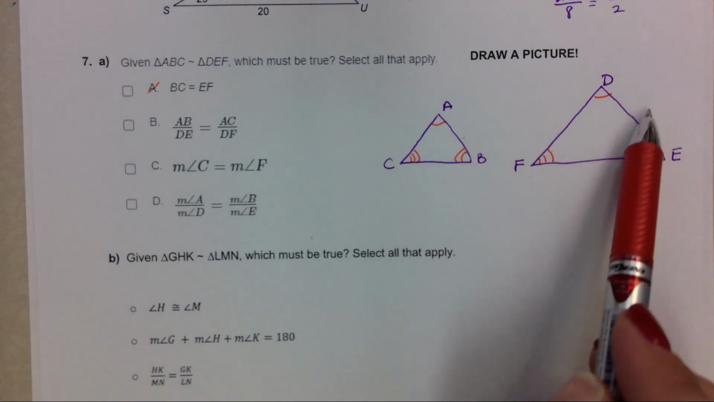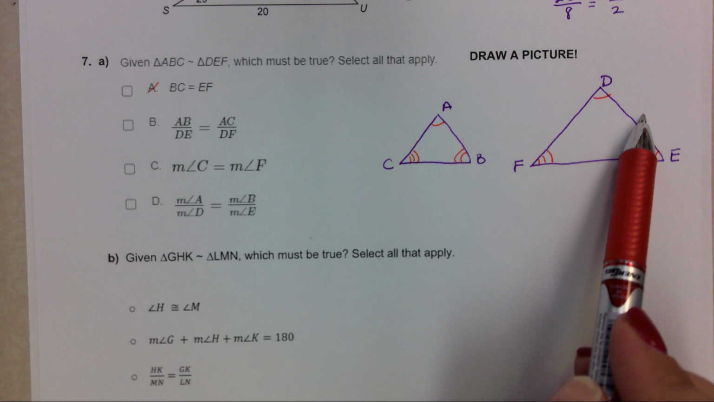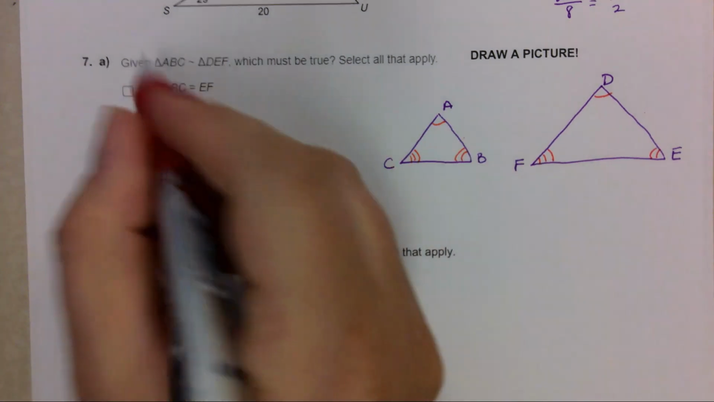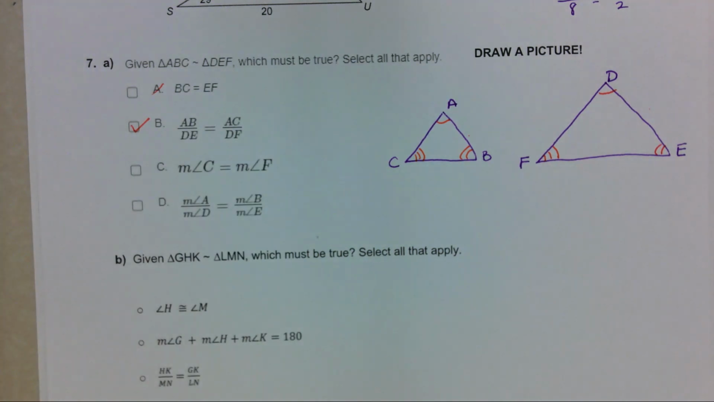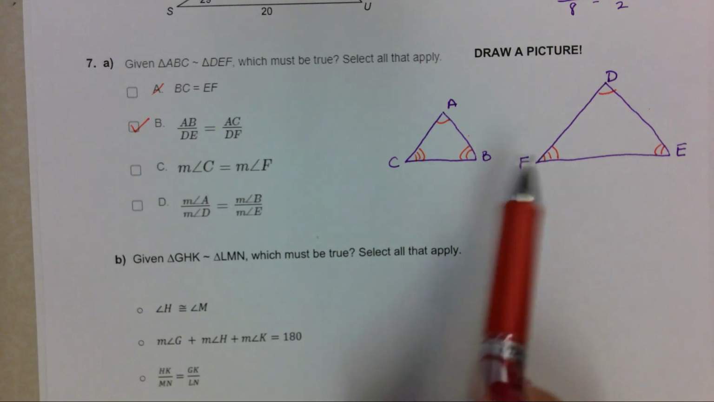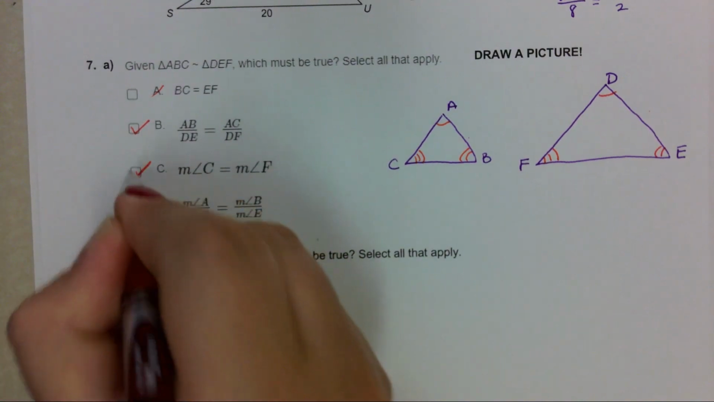AB is to DE as AC is to DF. That is true because those are corresponding parts. The measure of angle C is congruent to the measure of angle F. That is true because they are corresponding parts.